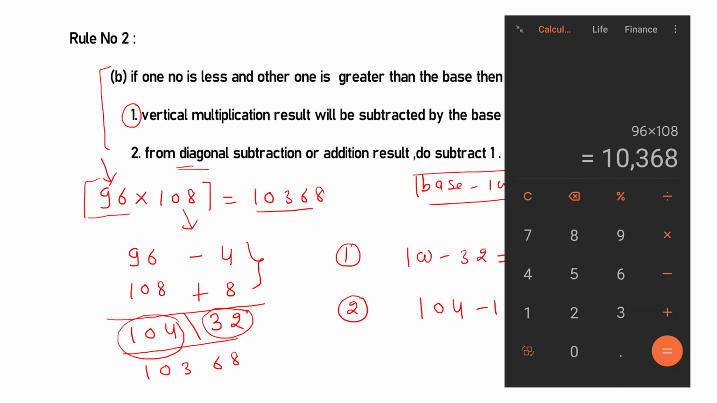So that's all about rule number 2. It's just a modification of rule number 1. In the next video I will talk about some special cases of multiplication.